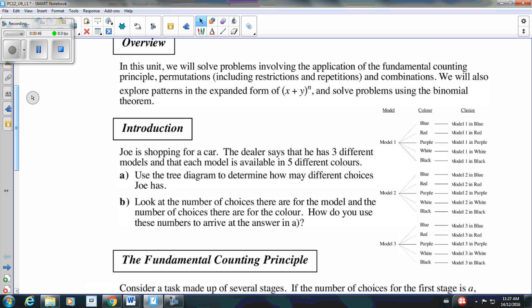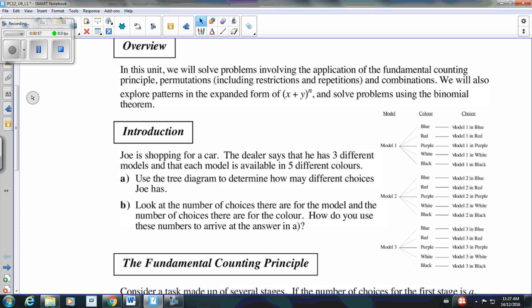So basically, model 1, we have available 5 colors, same thing with model 2, same thing with model 3. Look at the number of choices there are. So in total, there are 15 choices, because we can count 15 choices from the right-hand side there. Look at the different number of choices there are for the model and the number of choices there are for color. How do you use these numbers to arrive at the answer, 15? Well, we could have said we have 3 models times 5 choices of color, which gives us 15 choices in general.